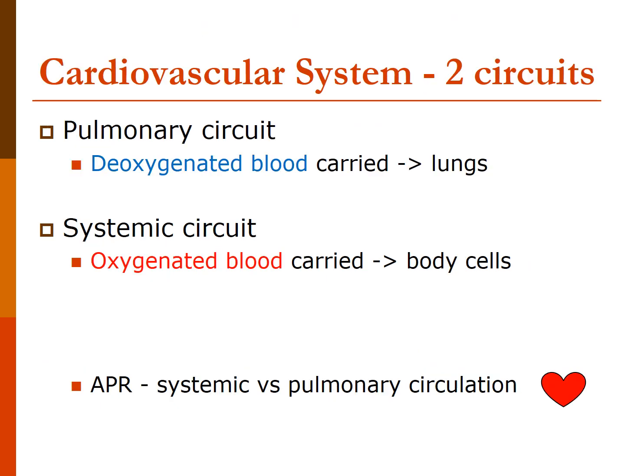The cardiovascular system consists of two circuits. Pulmonary circuit. Pulmonary means pertaining to the lungs. So in this circuit, deoxygenated or oxygen-poor blood is carried to the lungs, where it is reoxygenated to return back to the heart. Systemic circuit. The systemic circuit carries oxygenated or oxygen-rich blood to all the cells of your body. There's a really good APR animation on systemic versus pulmonary circulation.